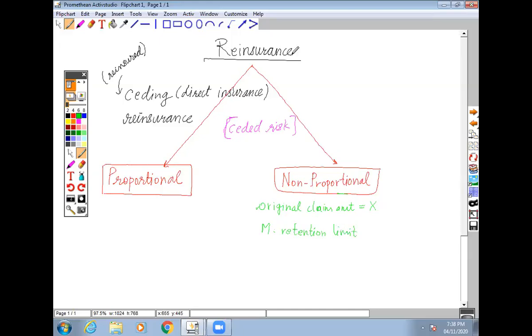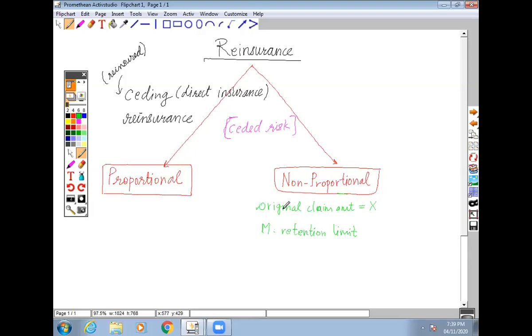So what this insurance company is saying is, if the company is incurring a claim amount which is higher than M, then the reinsurance company will chip in and will pay all the amount after M. So up until M, the claim will be incurred by the ceding company, but the claim amount after M will be incurred by the reinsurance company. That is how non-proportional insurance works, in one of the examples of non-proportional insurance.